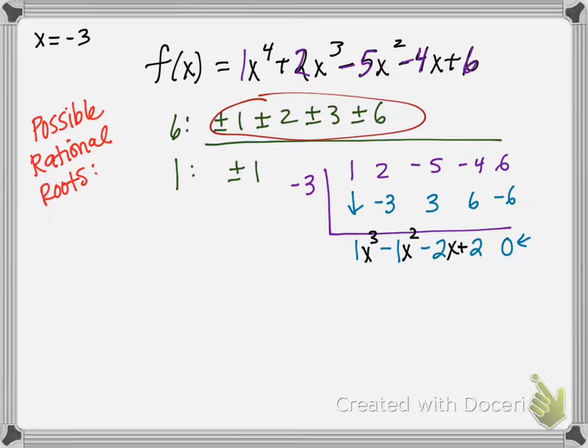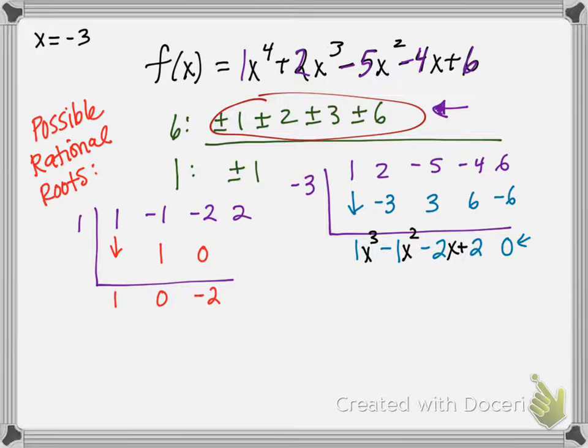All right, let's check again. I'm picking one of these numbers here. Let's check 1. So 1, -1, -2, and 2. Bring down our 1. 1 times 1 is 1. -1 plus 1 is 0. 1 times 0 is 0. -2 plus 0 is -2. And 1 times -2 is -2. So when I combine here, I do get a 0. So that means 1 is a root. So x equals 1 is another one of my roots.